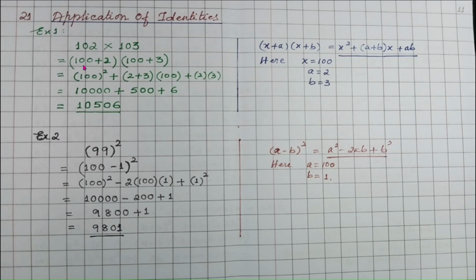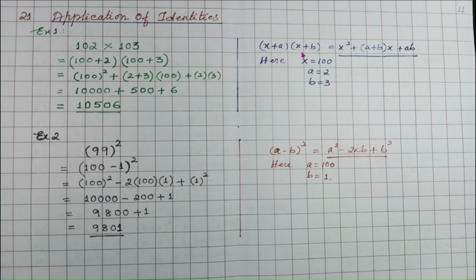Now 102 can be written as 100 + 2, and 103 can be written as 100 + 3. If you observe, the first term is the same, the second terms of both are different. Therefore the identity which can be used is (x + a)(x + b), which is x² + (a + b)x + ab. Here x is 100, a is 2 and b is 3. Now substituting these values in the RHS, we get 100² + (2 + 3) × 100 + 2 × 3, that becomes 10,000 + 500 + 6, and that is 10,506, the product of 102 into 103.